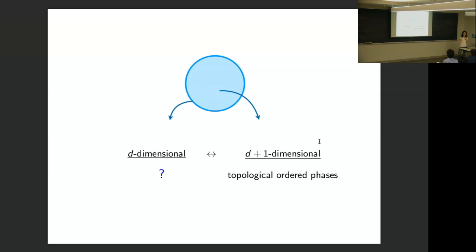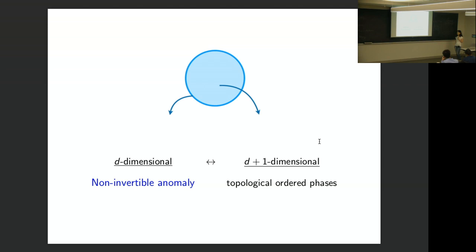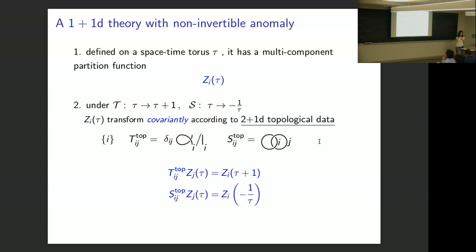The purpose of today's talk is to introduce you to an interesting notion, the so-called non-invertible anomaly. The name is kind of obvious. It means that it can be matched by a d plus one dimensional topologically ordered phase. Now let me be more precise and focus on the 1 plus 1D theory. A 1 plus 1D theory with non-invertible anomaly is defined by two features. One, it is defined on the space-time torus and has a multi-component partition function with a component index I, so it forms a vector partition function of finite dimension.